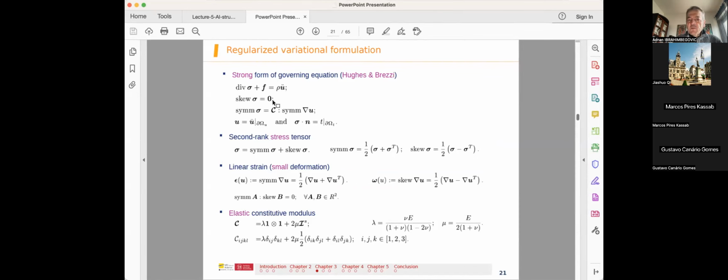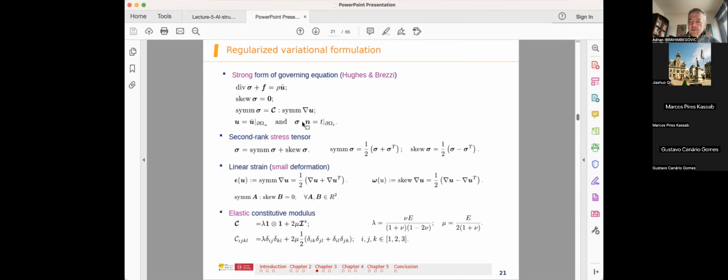Then we enforce the moment equilibrium equation, which says that the skew symmetric part of sigma is equal to 0. We can say the symmetric sigma is given by the elasticity tensor times the symmetric part of the displacement gradient. And we enforce the boundary condition on the Dirichlet boundary, imposed displacement, and the boundary condition on the Neumann boundary with enforced traction. Note here that the stress is not considered to be symmetric.